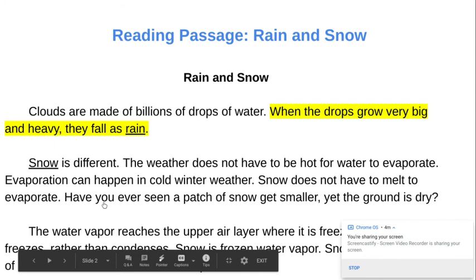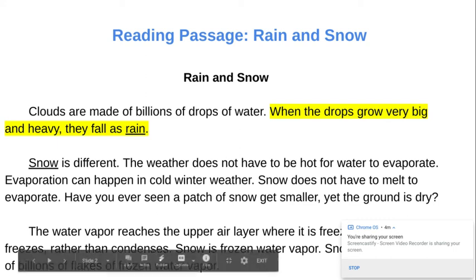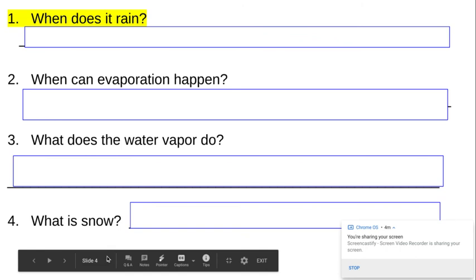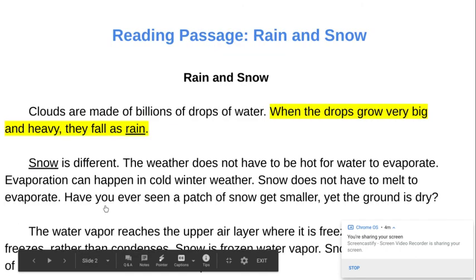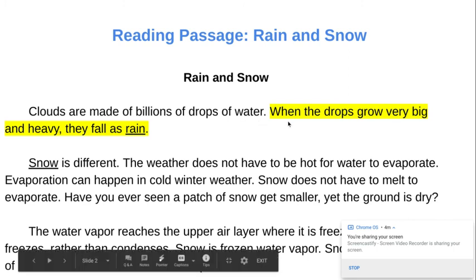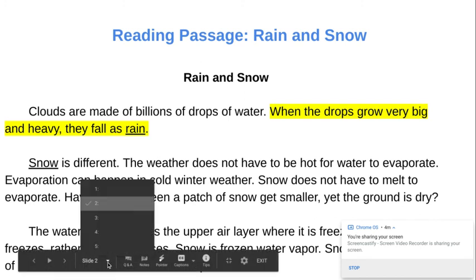So when we go back into the story, we have to find our text evidence to prove the question that has been asked. Once again, when does it rain? So going back into your reading passage, I have found here on sentence number 2, when the drops grow very big and heavy, they fall as rain. So I have provided you with the example on what you have to do first.